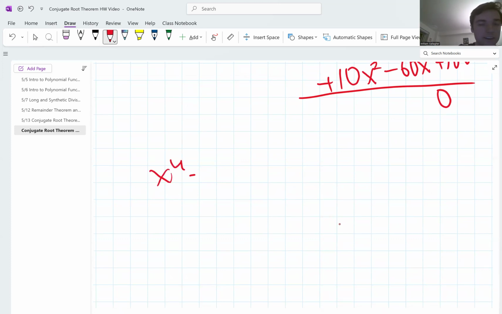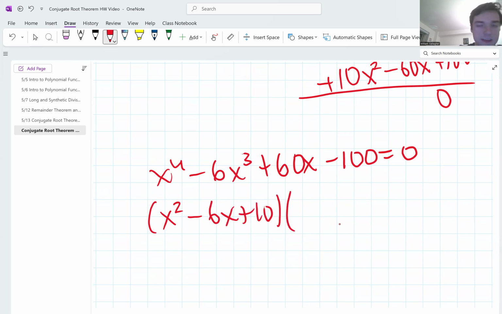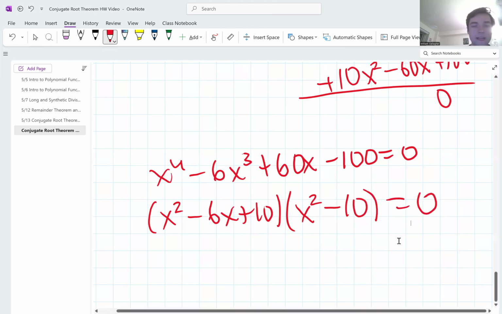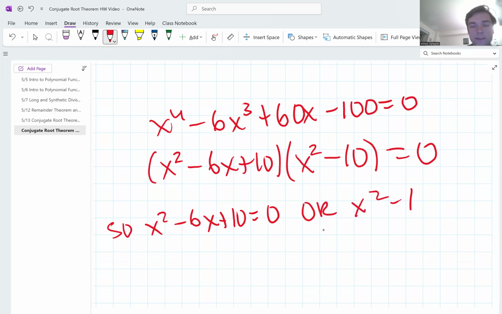So we had initially x to the fourth minus 6x cubed plus 60x minus 100 is equal to 0. And I figured out that my first polynomial was x squared minus 6x plus 10. And then when I did my long division, I found that that placeholder polynomial was x squared minus 10. And if you think about it, either x squared minus 6x plus 10 is equal to 0, or x squared minus 10 is equal to 0. And we already know from the given information that the zeros of x squared minus 6x plus 10 are 3 plus or minus i.